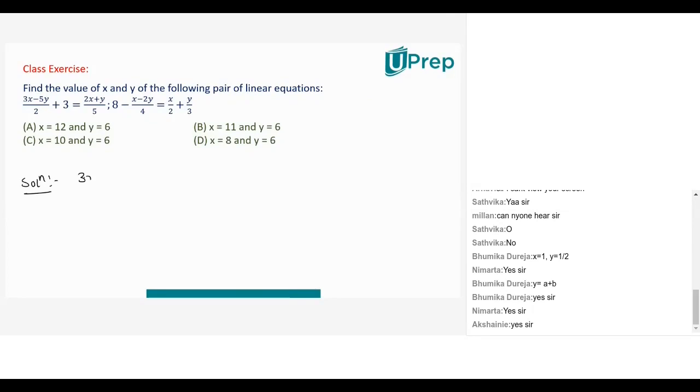You have 3x minus 5y by 2 plus 3 is equal to 2x plus 5y by... 2x plus y by 5. If you see the denominators, you have 2 and 5. The LCM of 2 and 5 is 10. So what you do is multiply the entire equation with 10. Is this clear? The LCM of the denominators 2 and 5 is 10, so you multiply the entire equation with 10.